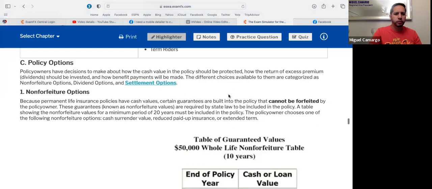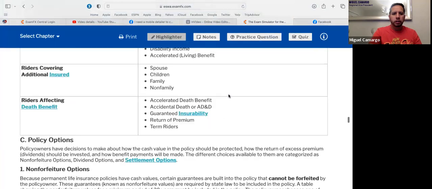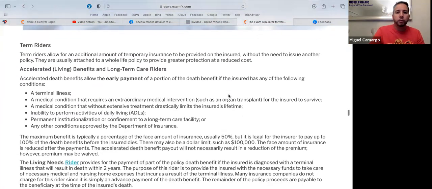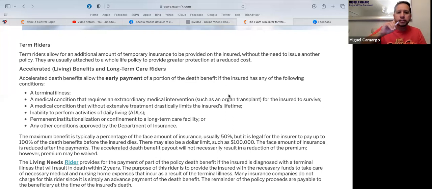Where's the terminal illness rider? Okay, I guess Viatical Settlement is later in this chapter, but right next to accelerated death benefit, I want you to write Viatical Settlement, because we're gonna touch base on that either later in this chapter or in another chapter.